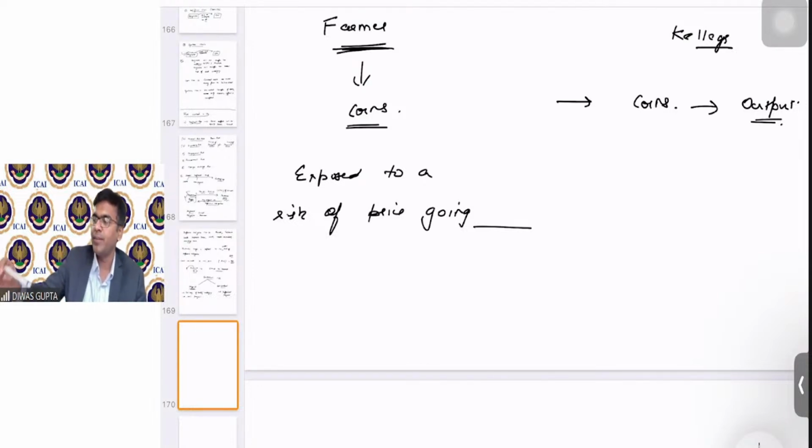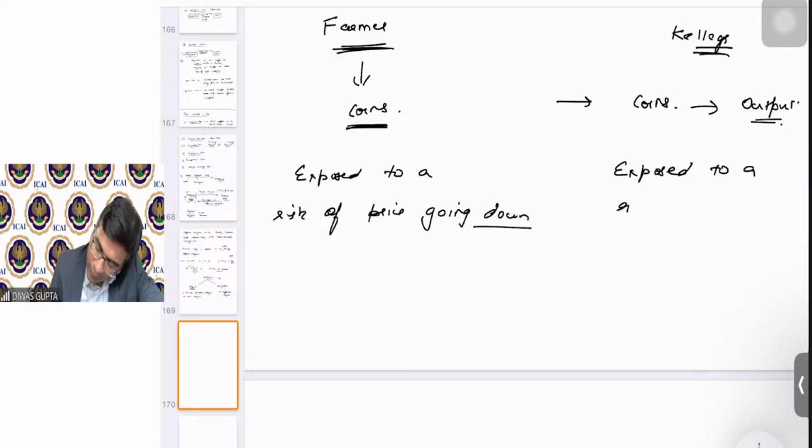First of all, let us identify, students, what is the risk to a farmer? The farmer is producing corn, and he would like to sell that corn. So is the farmer exposed to a risk of the price going up, or a risk of the price going down? What is the problem with the farmer? Please tell me, students. Yes, Mansha, Namrata, Shruti, very good. Price going down.